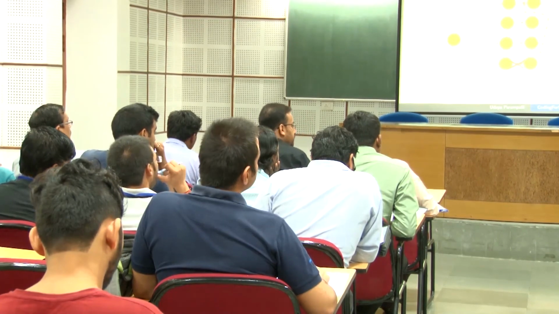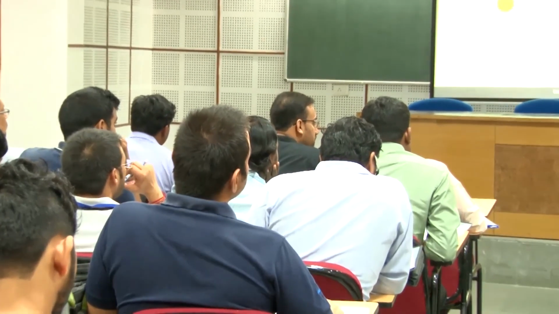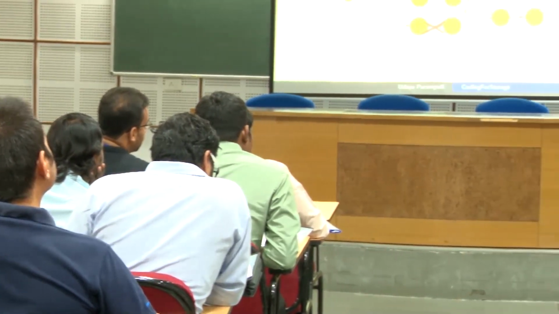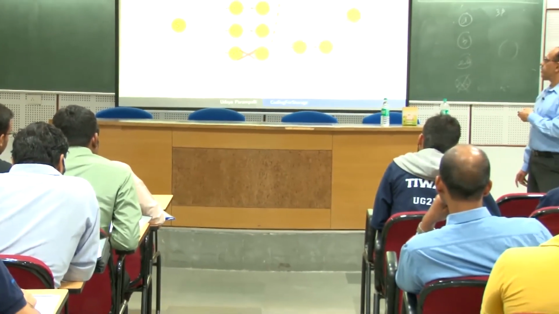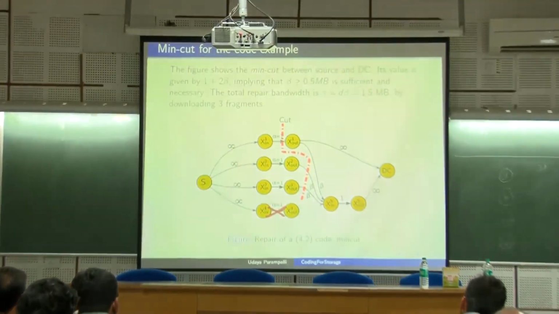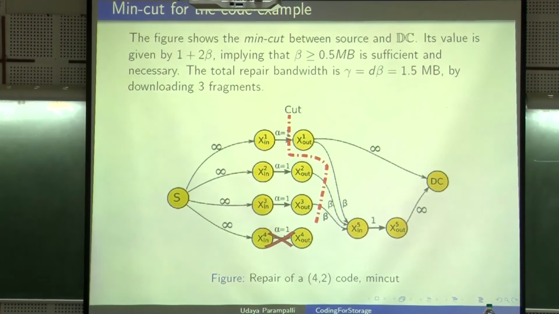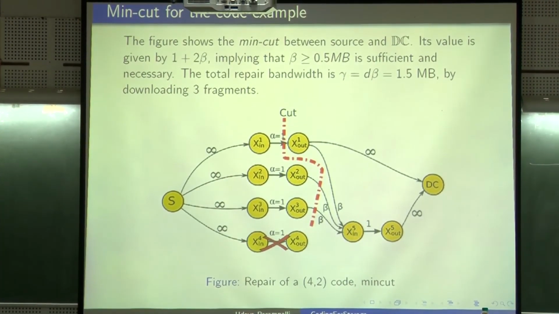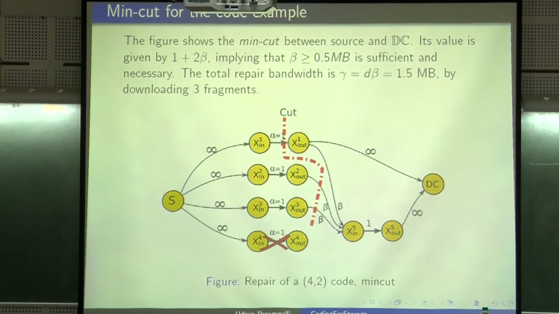And then the other two users, in order to minimize the total bandwidth. Yeah, exactly. Okay, so this is pertaining to the example that we discussed. Actually, in this particular small example, the bound is true for both functional as well as exact.